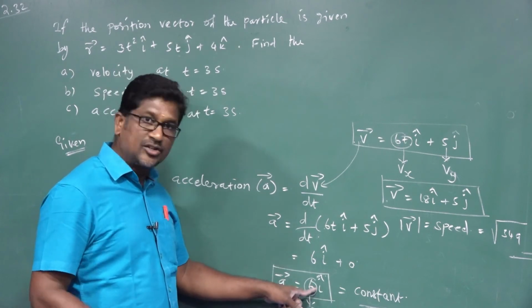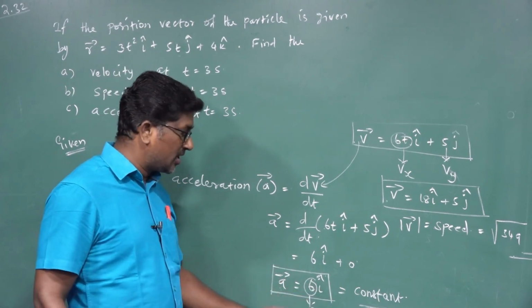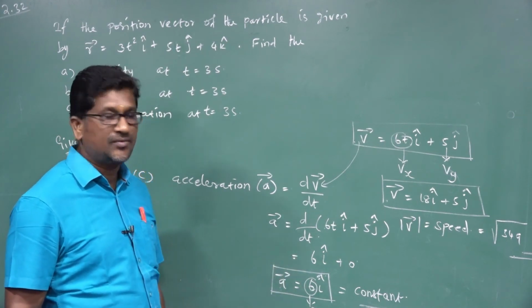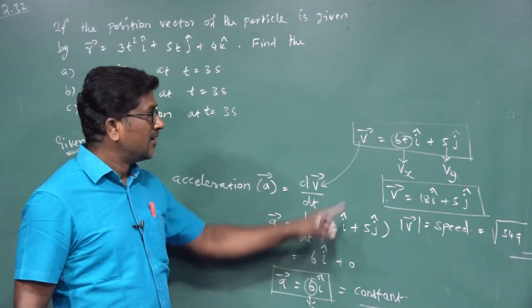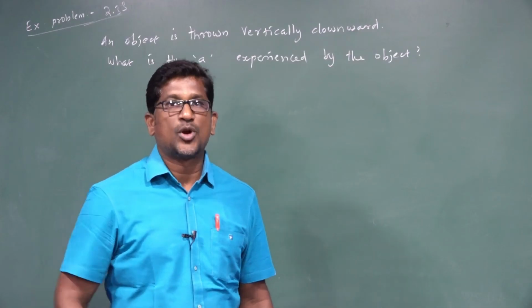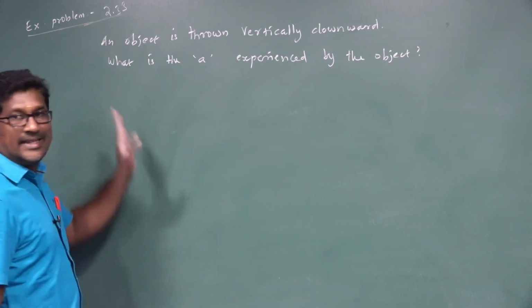In this equation there is no time, so the acceleration of the particle is always constant. It is independent of time. It has only one component, whereas the velocity has two components. Right. Next problem, 2.33.